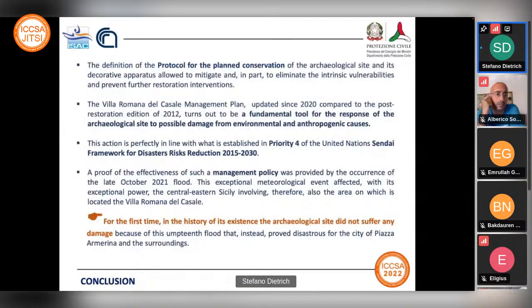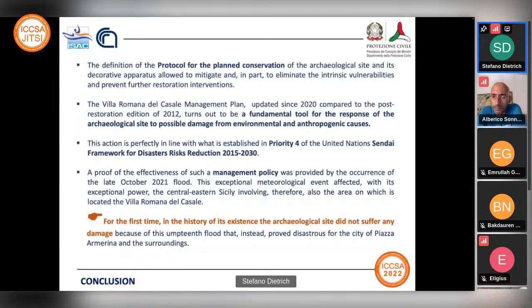Let's go to the conclusions. The definition of the protocol for the planned conservation of the archaeological site and its decorative apparatus has allowed the mitigation and, in part, the elimination of the intrinsic vulnerabilities and the prevention of further restoration work. Then the management plan for the Villa Romana del Casale, updated from 2020 with respect to the post-restoration edition of 2012, is a fundamental tool for the response of the archaeological site to possible damage from environmental and anthropic causes.